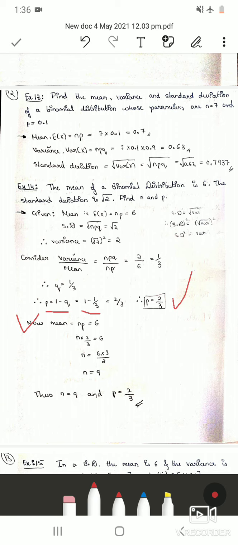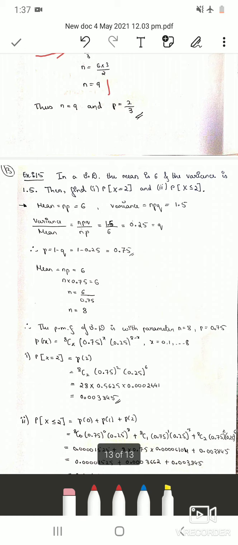Now we can find out n easily. Either you can substitute in variance, because we have p, we have q, and we can find out n, or else it is very easy if you substitute in mean. So we know n into p is equal to 6. We know p as 2 by 3. Therefore n will be 6 into 3 by 2, which is 9. Therefore we have found the parameters of the binomial distribution using mean and standard deviation, which are 9 and 2 by 3.